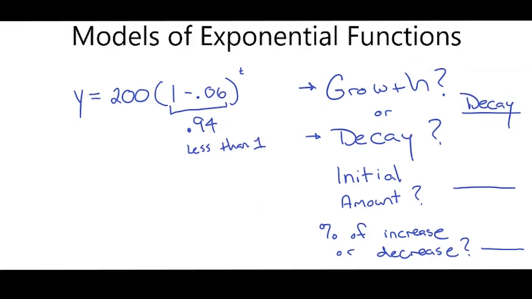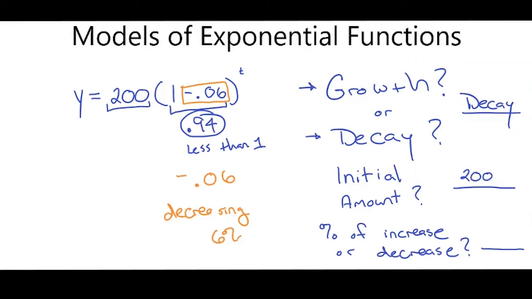Next, I need to know my initial amount. That is the number on the outside of the parenthesis. So my initial amount is 200. And now I need to know the percent of increase or decrease. Well, I need to know how far away 0.94 is from 1. Here's a little trick. If you have 1 minus something or 1 plus something inside your parenthesis, that means that it is negative 0.06 away from 1. So this one would be decreasing, and 0.06 is 6%. So this one decreases by 6%.